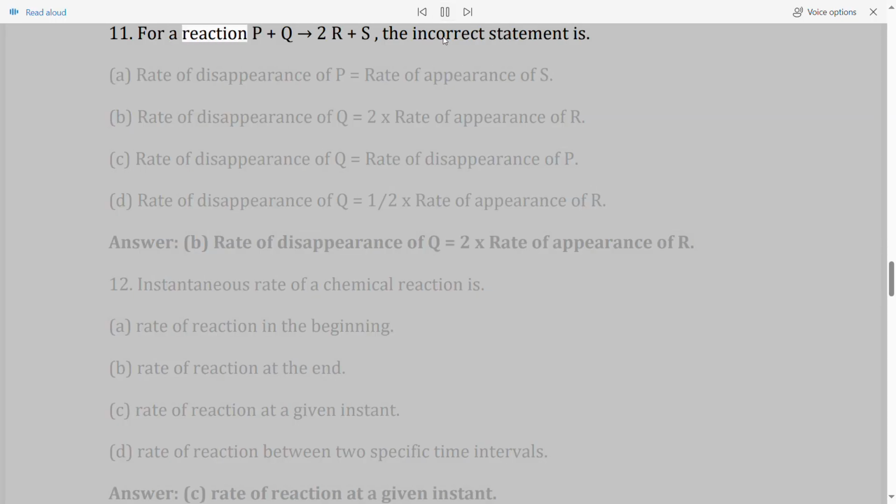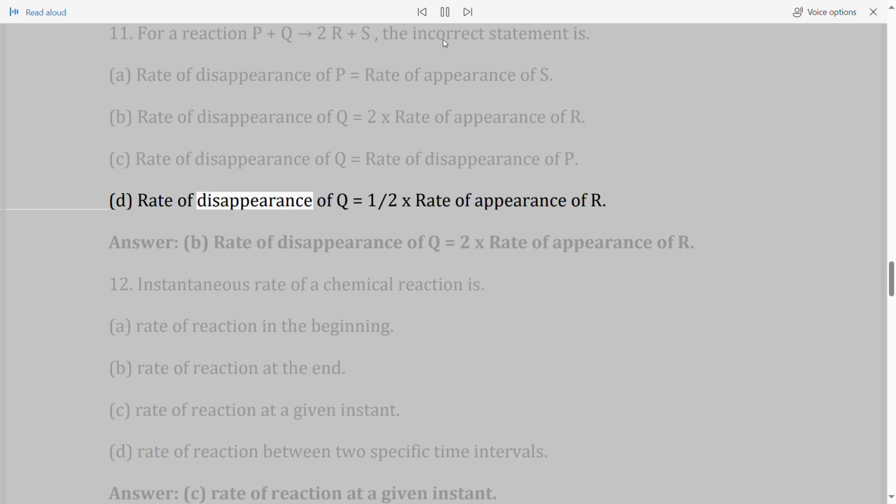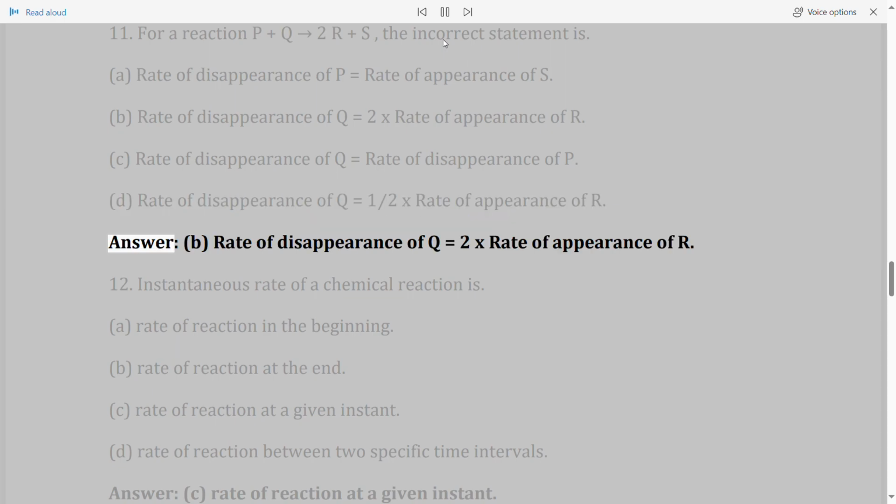11. For a reaction P plus Q to R plus S, the incorrect statement is A. Rate of disappearance of P is equal to rate of appearance of S. B. Rate of disappearance of Q is equal to 2x rate of appearance of R. C. Rate of disappearance of Q is equal to rate of disappearance of P. D. Rate of disappearance of Q is equal to 1x rate of appearance of R. Answer B.